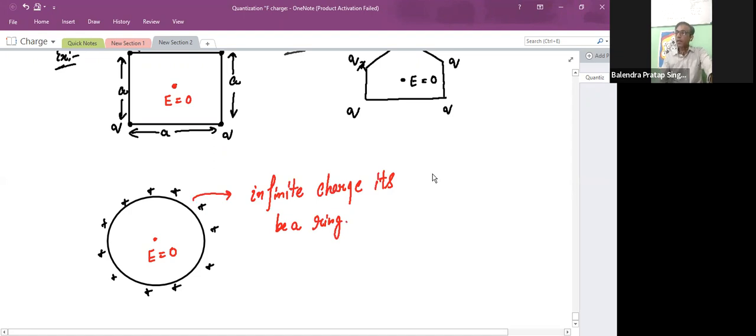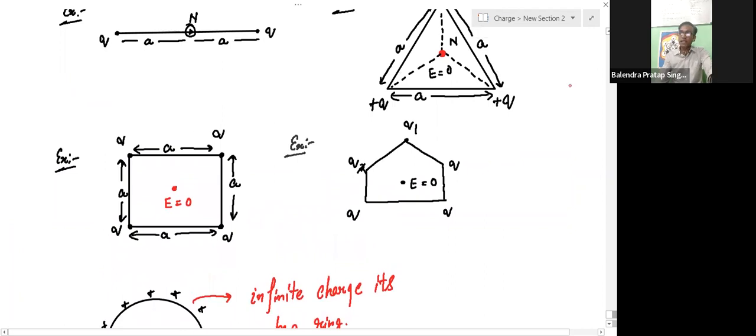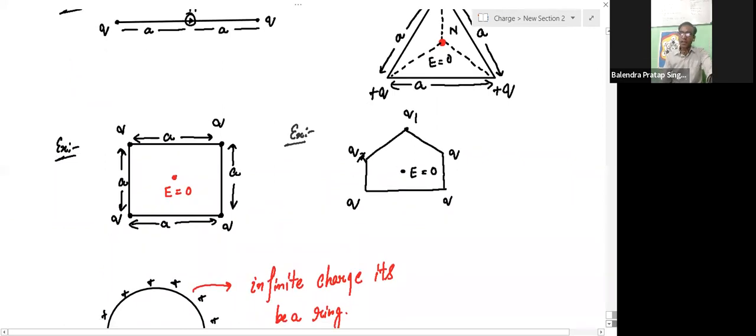Now write all the points: line, triangle, square, and the last one is your ring. So this is all about neutral points and electric field for symmetrical systems. These are all symmetrical systems. There are symmetries in these shapes. Is it clear?